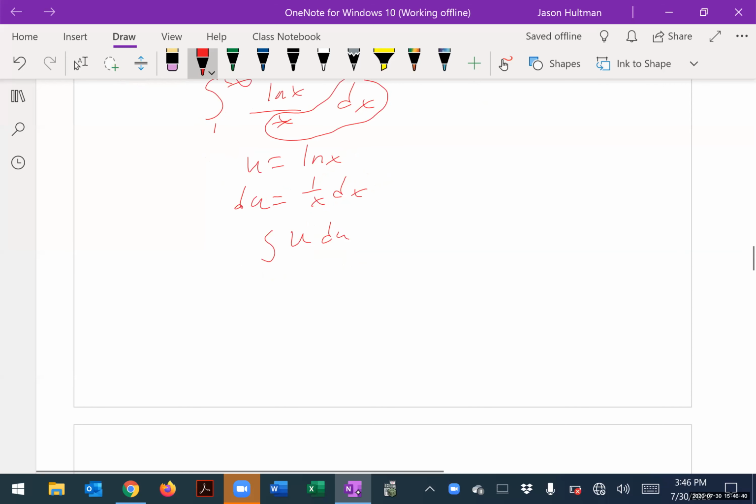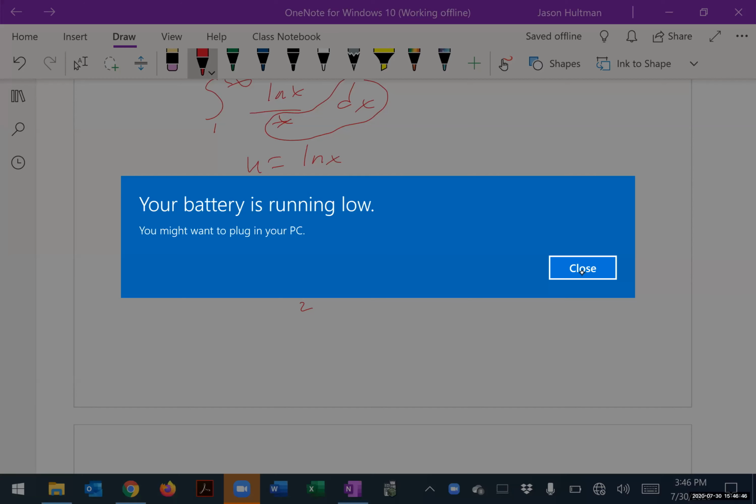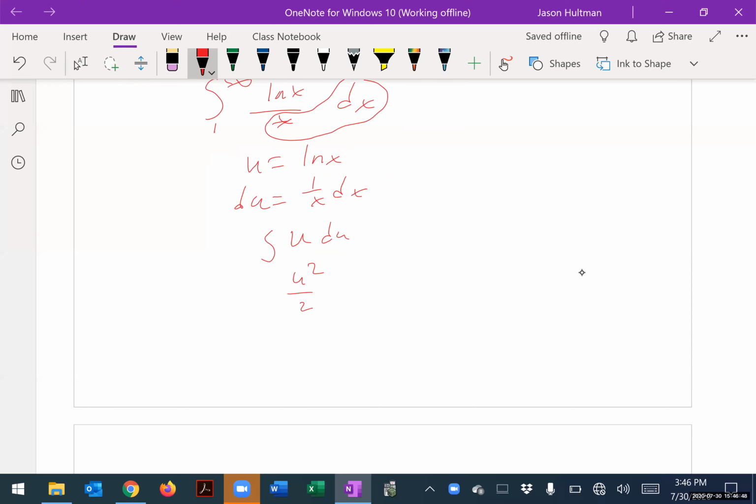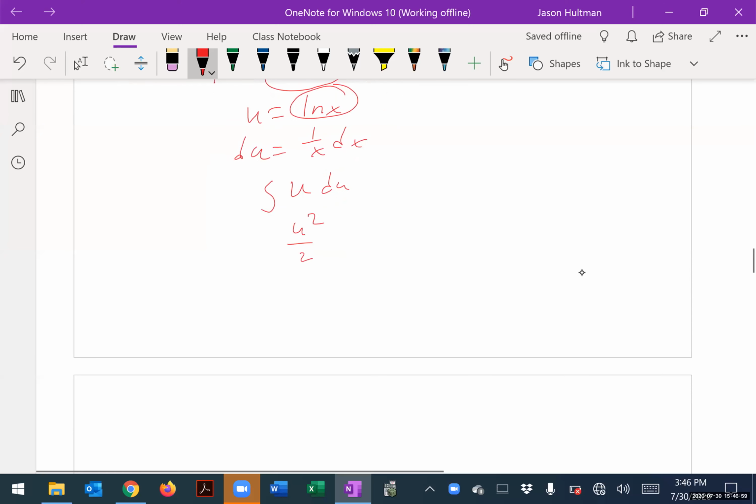So what is that? The integral is u squared over 2. But I would have to evaluate this with respect to u, and I don't want to evaluate with respect to u, so I'm going to plug in the natural log of x. I'm going to go natural log of x squared over 2, now evaluated from 1 to t of the limit as t goes to infinity.